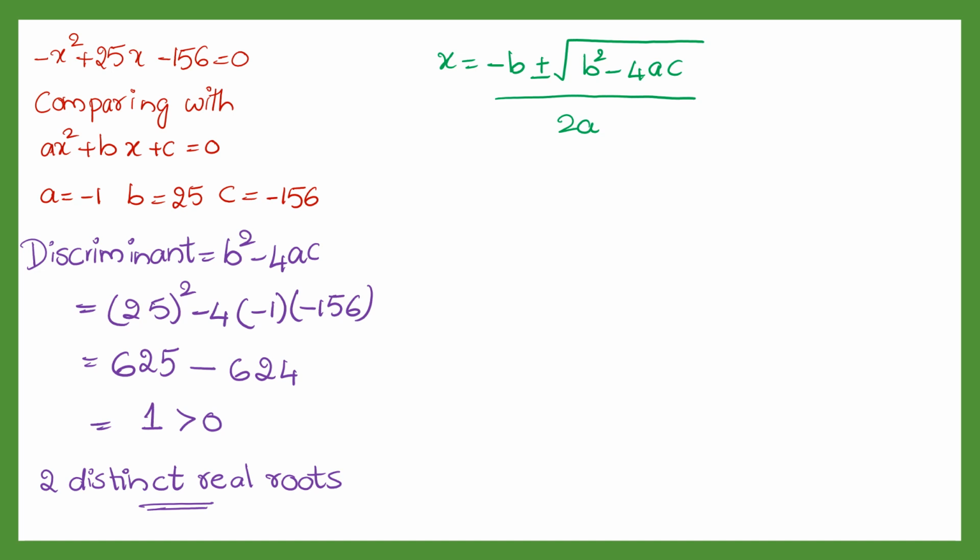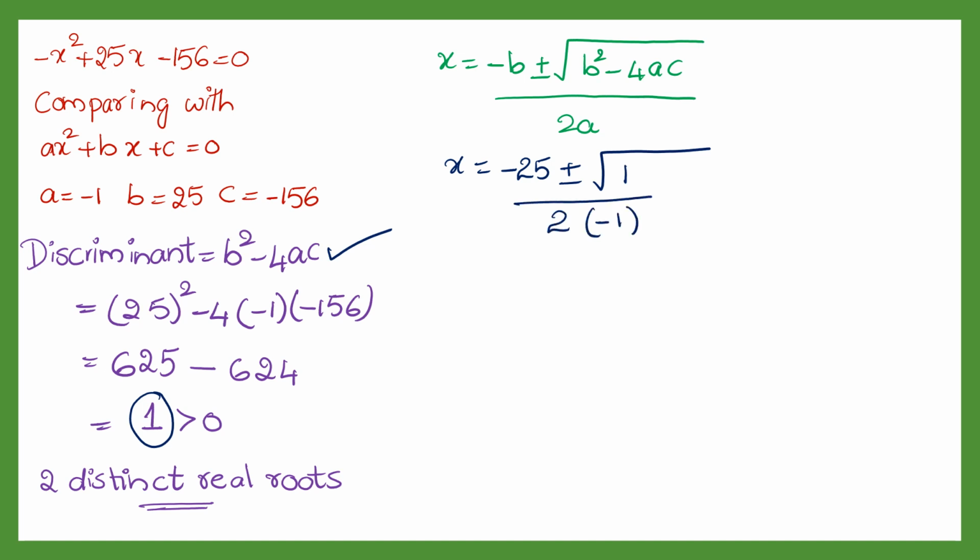x equals minus b plus or minus root of b square minus 4ac by 2a. Let's substitute: minus b, that means minus 25, plus or minus root of b square minus 4ac. Already we found b square minus 4ac, which is 1. 2a is 2 into minus 1, which is minus 2. So we will get two roots.